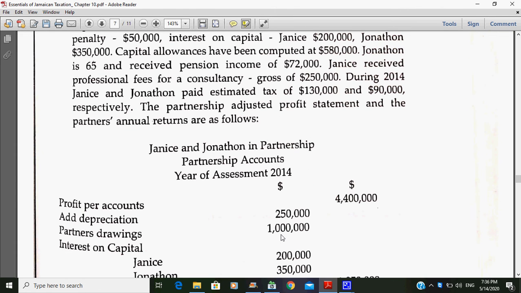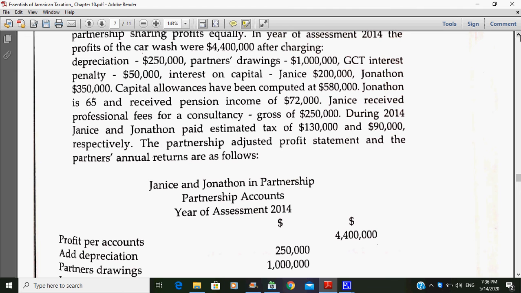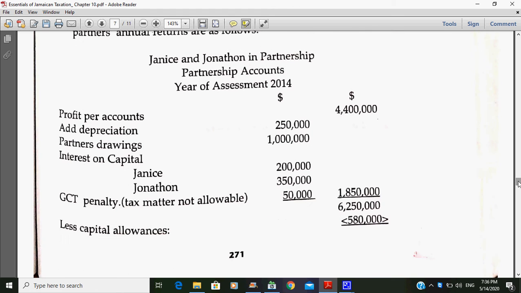Now we'll look at interest on capital. Interest on capital now, Janice is 200,000 and Jonathan 350,000, right? So we're going to add in those now. And we're also adding back the GCT penalty, a tax matter, not allowable.